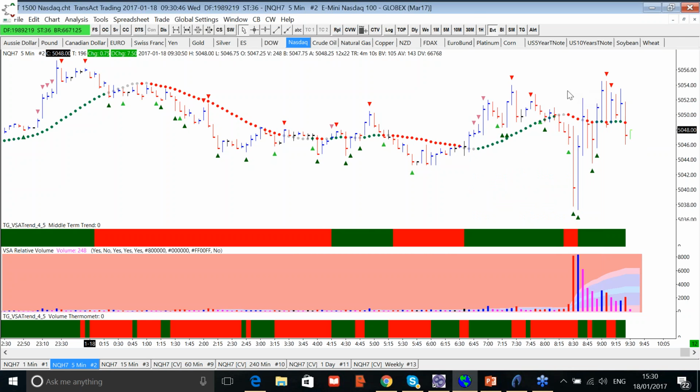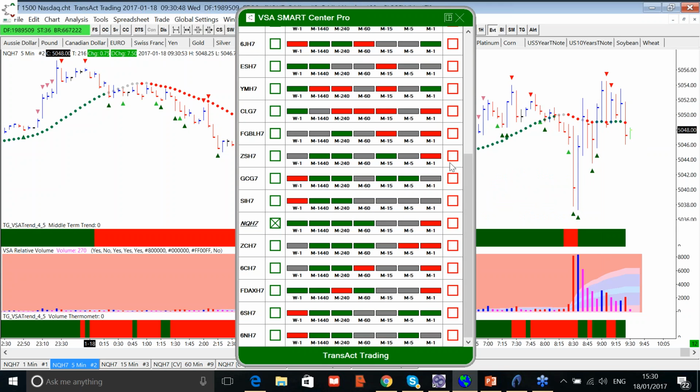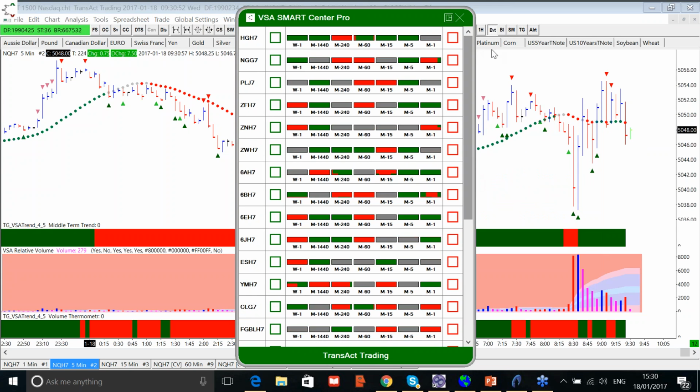And with Smart Center Pro, if I put the Smart Center Pro back up, what you'll see here is that a lot of the markets today, not surprisingly, because Janet Yellen is speaking later, are in congestion at the moment. So what this tells me is there's no trade yet here at the moment. The only one I've seen today is that Forex chart, and at the moment, potentially a long on the NASDAQ. That's fine. Most traders don't know when not to trade. Smart Center Pro will tell you.